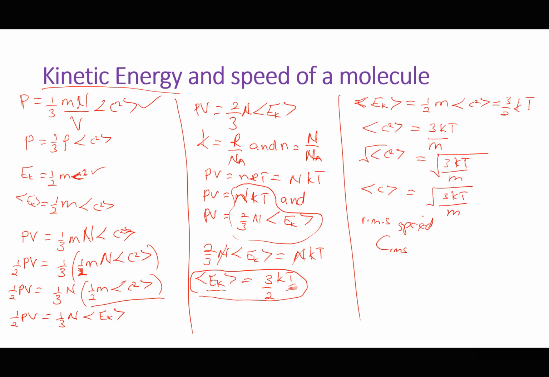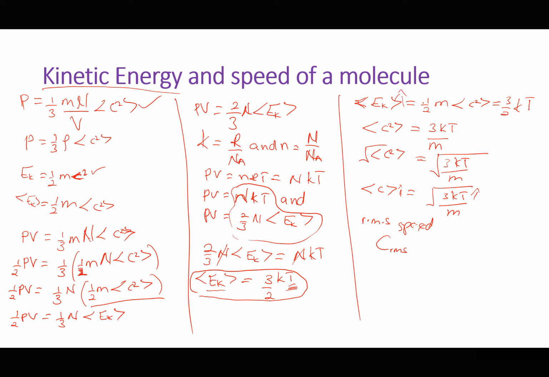So the root mean square speed is actually proportional to the square root of the temperature, as you can see. It is also inversely proportional to the square root of the mass of a molecule. What does this imply? It makes sense that when the temperature increases, the speed of the molecules also increases. In other words, at high temperature, the speed of the molecules is higher. That's why we say they have higher kinetic energy here.